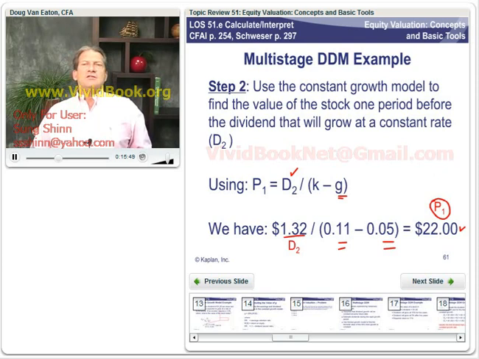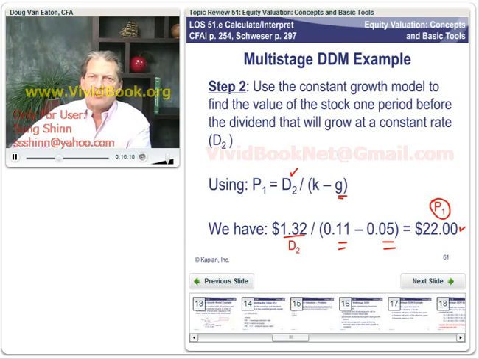So it's as if we held this stock and we collected the dividend at time 1, and then we looked forward from that and said, well, we expect a dividend next period of $1.32 that will grow at 5% forever. So we can take the value of all those future dividends using the Gordon growth model and get a time 1 value at the end of the first period, right after the first dividend has been paid, of $22.